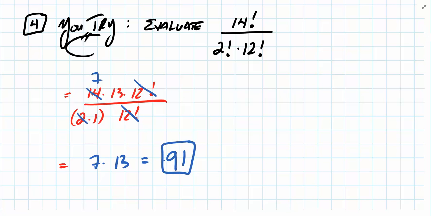Okay, hopefully you got the right answer. So the way I wrote it out was 14 times 13 times 12 factorial. And I stopped at 12 factorial because I realized I had a 12 factorial on the bottom. So those are going to cancel out with each other. And then I've got 14 divided by 2 is 7. So I've just got 7 times 13, which is 91. So hopefully you got the same thing I did.